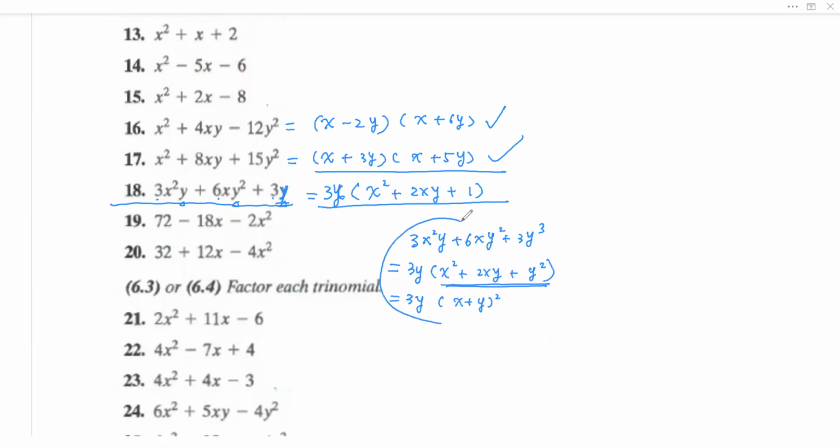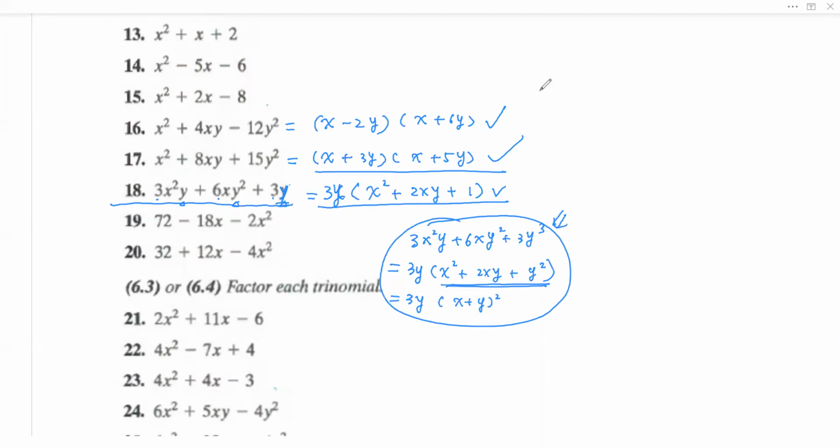So this is a special additional one, not in your homework. Your homework doesn't have these, so you can just finish this one. That's good enough. All right, let's see number 19.